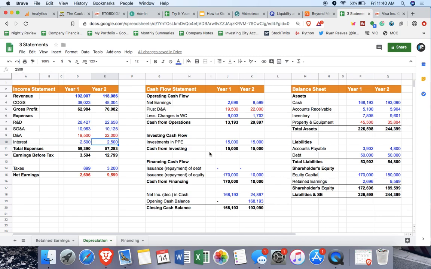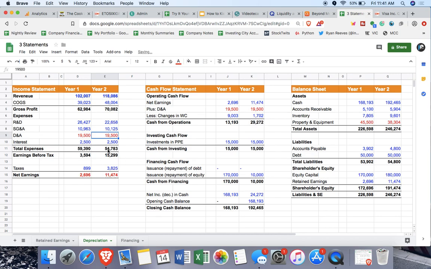So if you see, we go back, so we have 19,500, 38,000. If we just punch in 22,000, we see that property and equipment actually decreases to make up for the decrease in retained earnings. However, what's a little bit trickier because of taxes is this cash from operations.